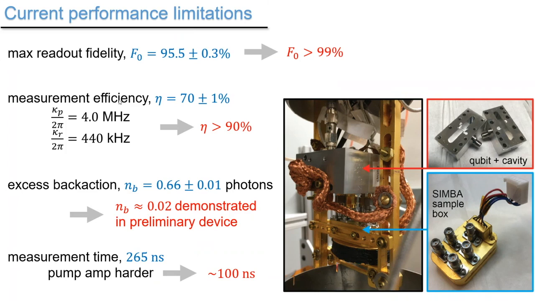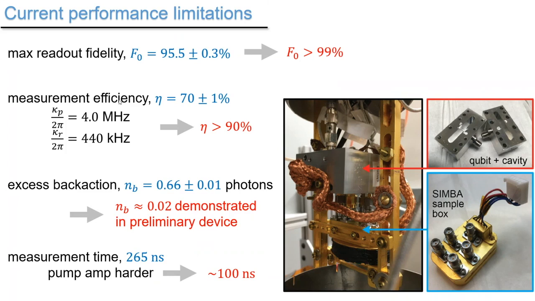Finally, the measurement can be made much quicker, more like 100 nanoseconds, just by pumping the parametric cavity harder. Albeit at the cost of potentially more excess back action. So trade-offs do arise between these numbers. These numbers are all reported at one operating point of the device, and you can make any of them rather better depending on what you care about if you tweak things as you calibrate it.